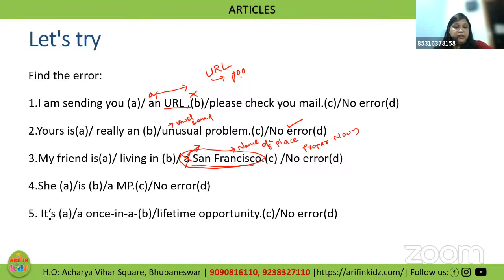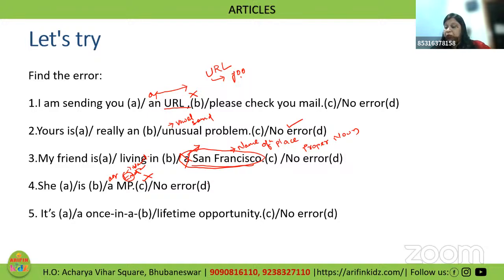Four: she is, again the sound is M, P, right? M. A consonant letter delivering a vowel sound. So it should be an MP. So our error is in C. Now it's a once in a lifetime opportunity.